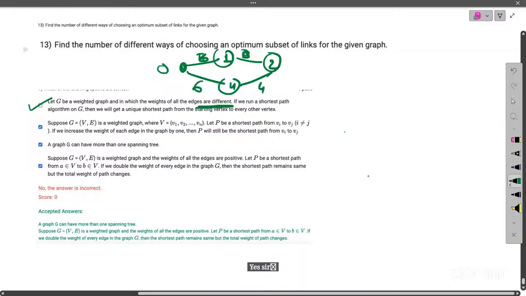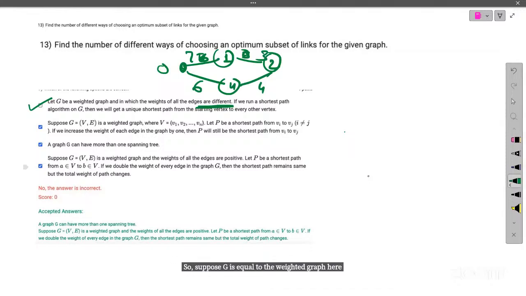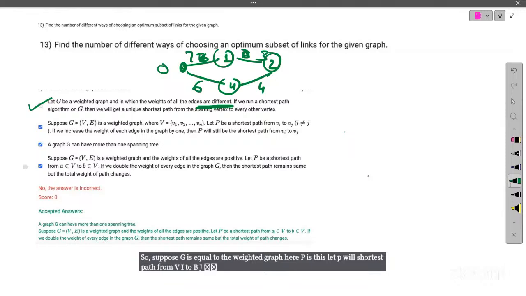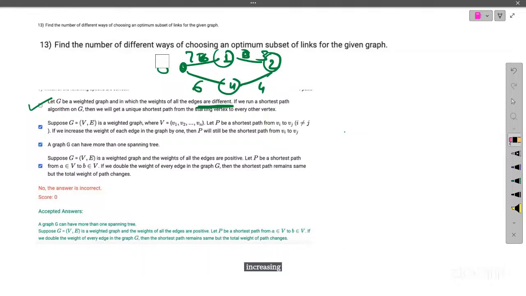My doubt is why is option B not the right answer? Suppose G is a weighted graph, and let P be the shortest path from Vi to Vj. If we increase the weight of each edge in the graph by 1, then P will still be the shortest path from Vi to Vj. I think it should be correct, because we are increasing each edge. Like we are increasing all the edges. Why is it not correct?